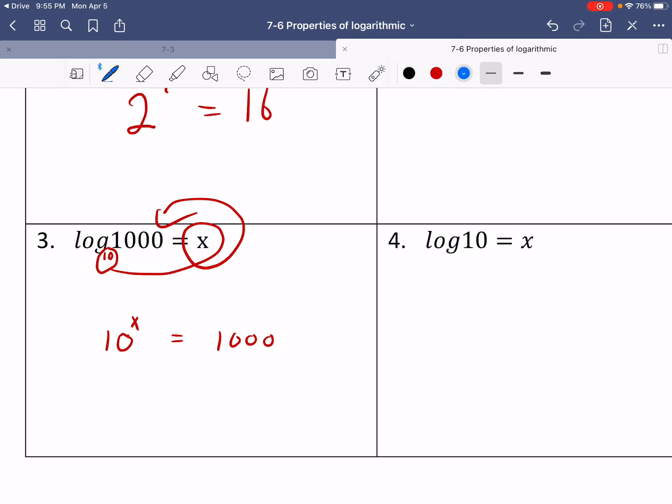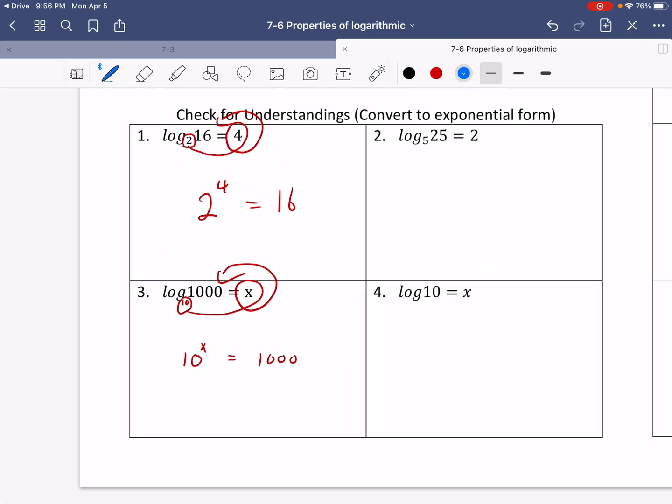And you don't have to do this, but later you will have to solve for x, which you will have to do like 1000 is 10 to the third power. And as you can see, x equals 3. But you're not expected to do this at this moment. So try the question on the right by yourself.